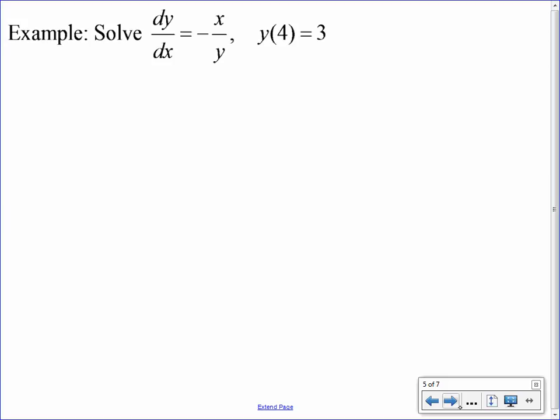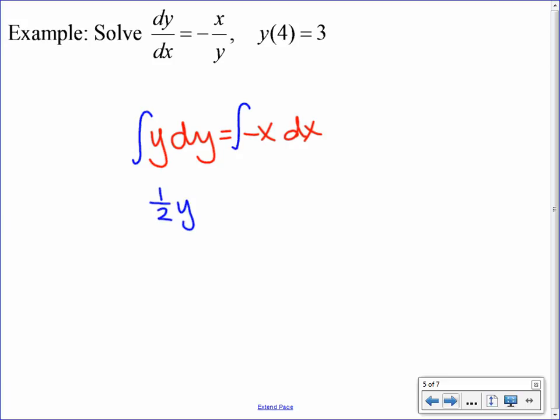So the first thing we need to do is separate our variables. What will we have on the left side? y dy, and on the right side? So when we integrate, we have... technically we have plus c's on both sides. I'm just going to write it on one.